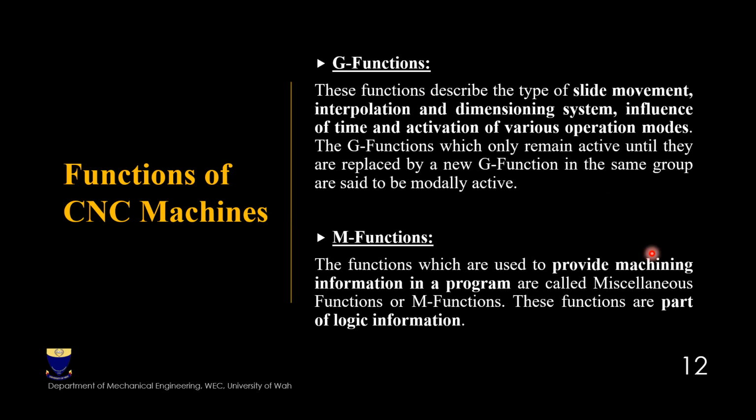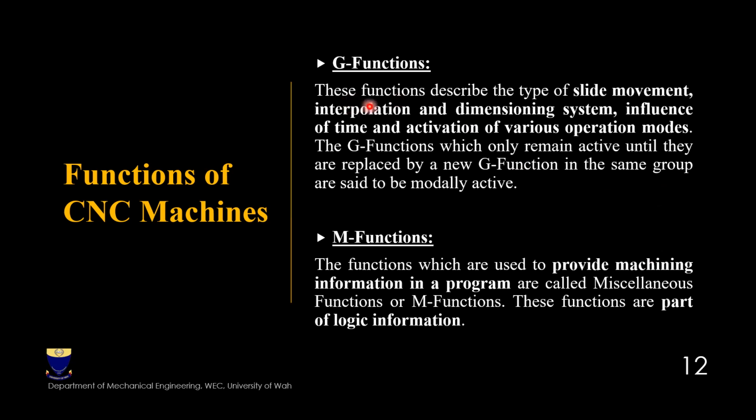So now, functions of CNC machines. In CNC machines, there are basically two types of functions. The one would be G functions and the other one would be M functions. I will attach the list of G and M functions in the material as well, and you have to remember some of the important G and M functions for CNC programs.